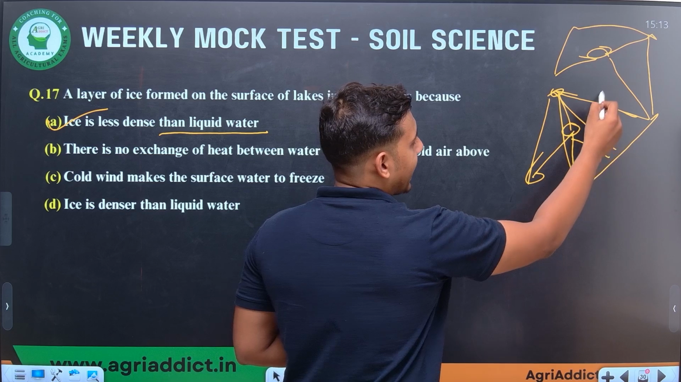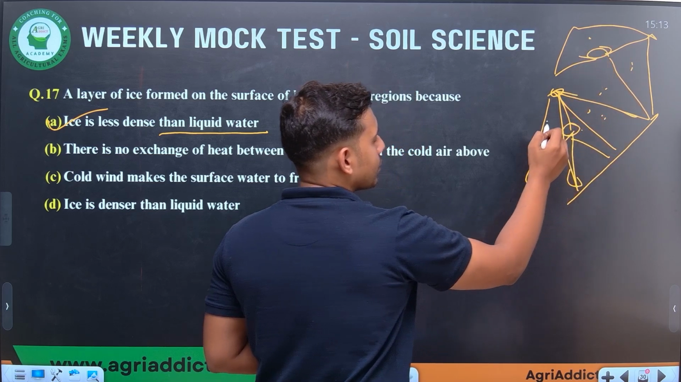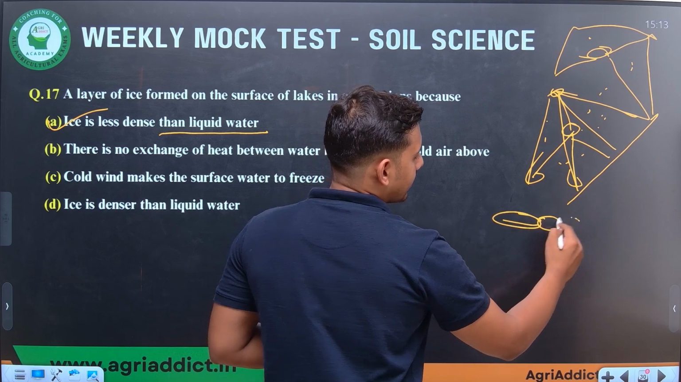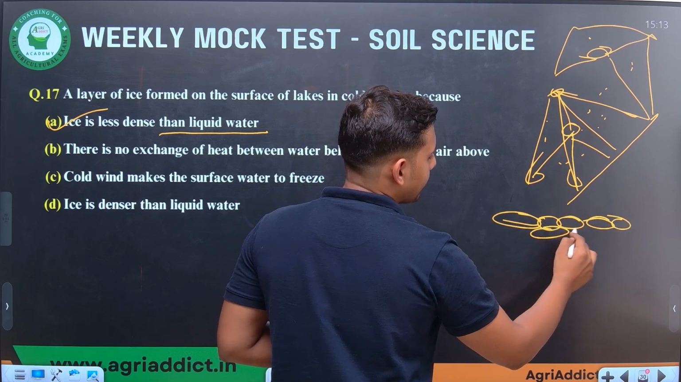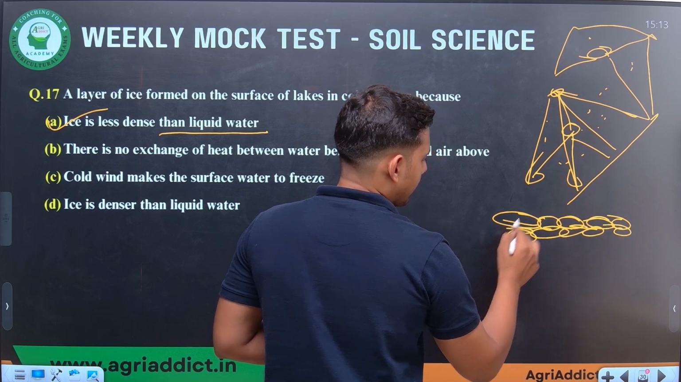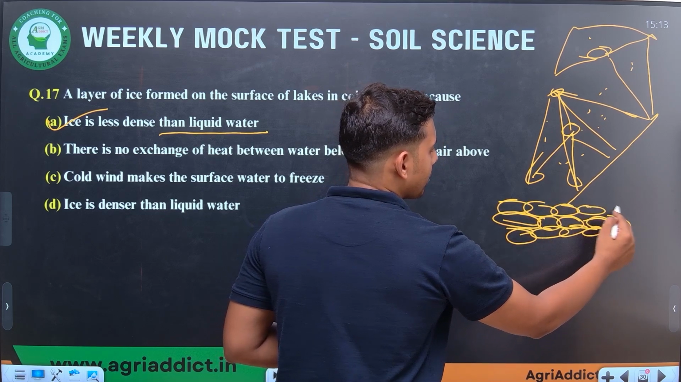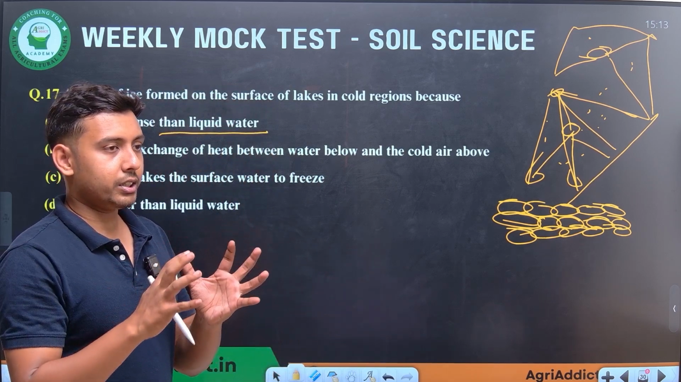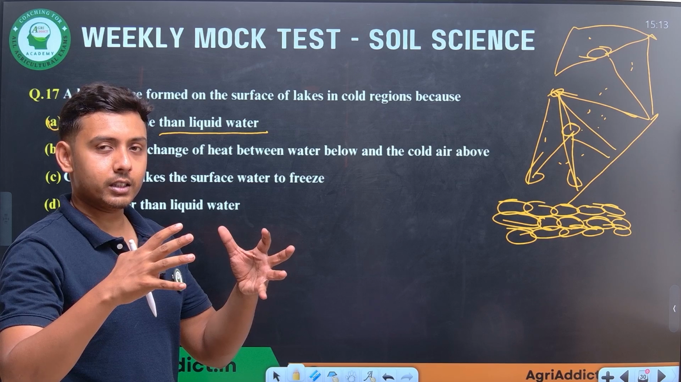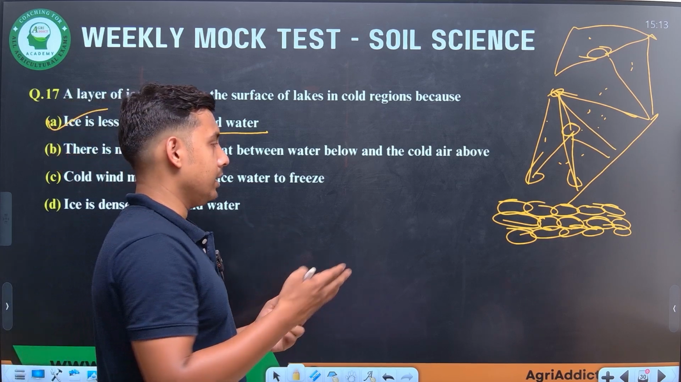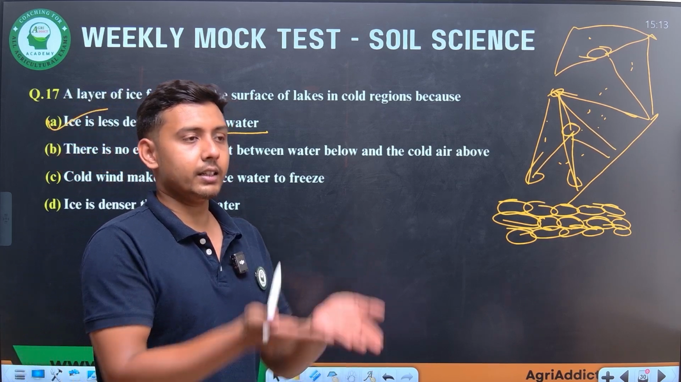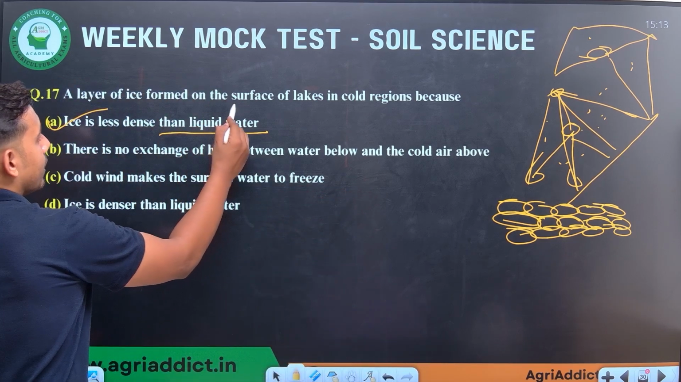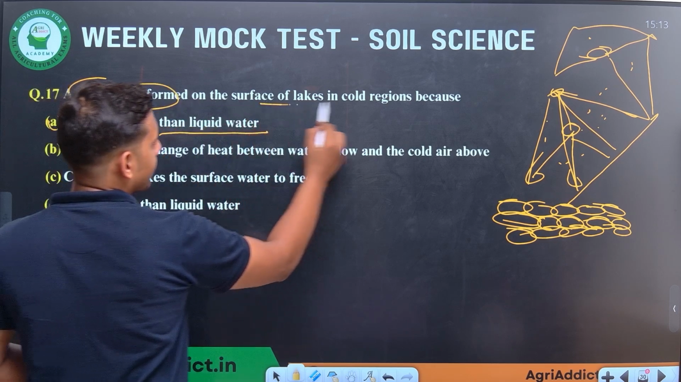There are some gaps in those atoms. When the water molecules are connected to each other, linear connections are seen at the molecular level, and when it freezes to ice, they form a crystal shape. So the volume increases but the overall density decreases. As the density decreases, it uplifts the ice from the water. So that is how the ice layer forms on the surface of the lake in the cold region.